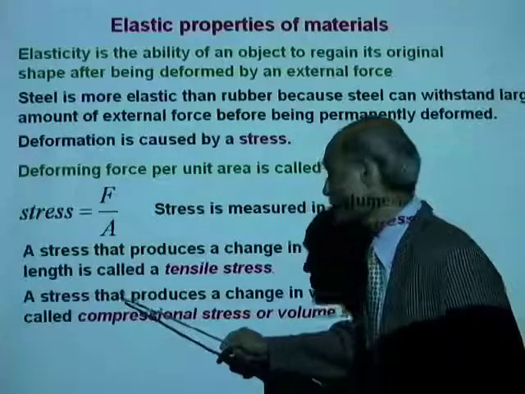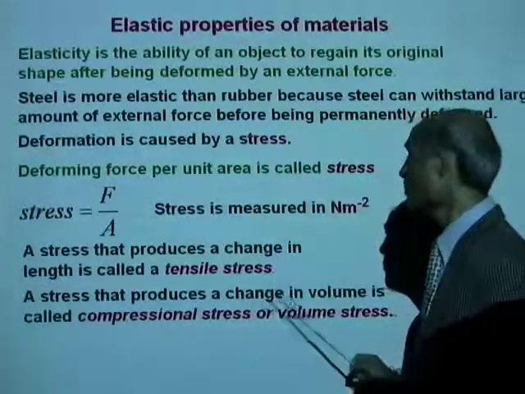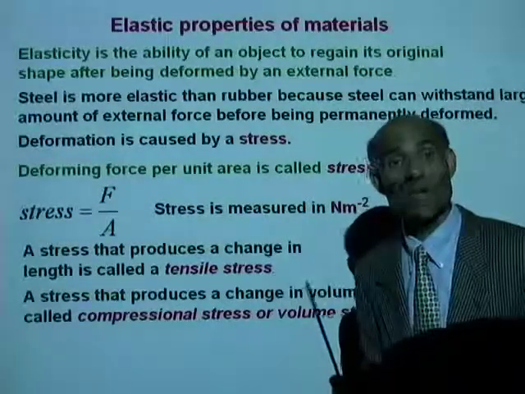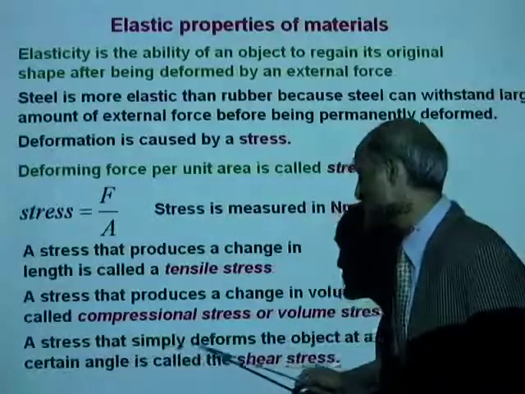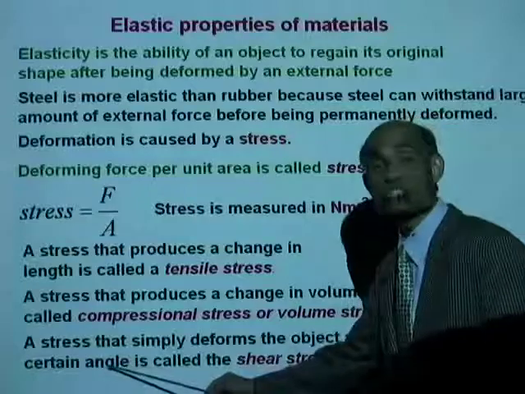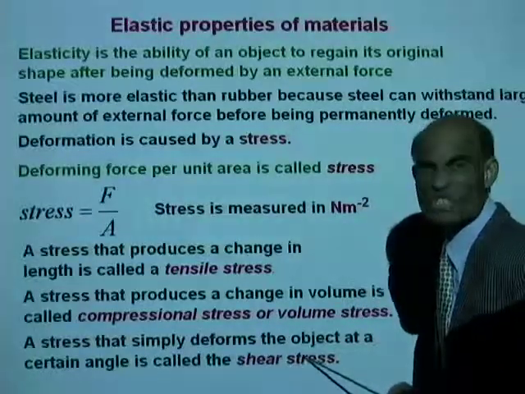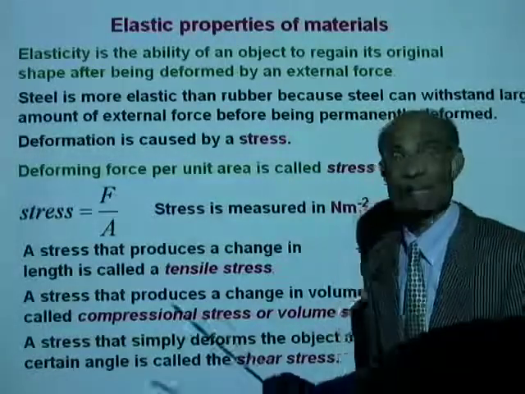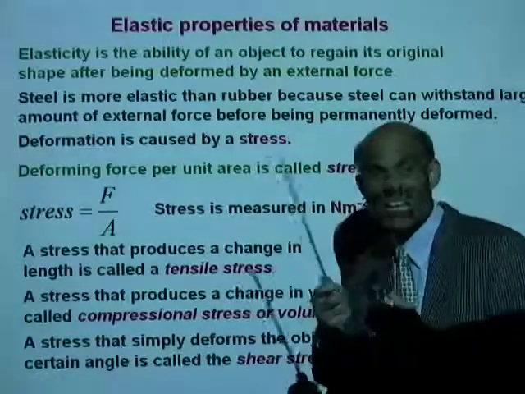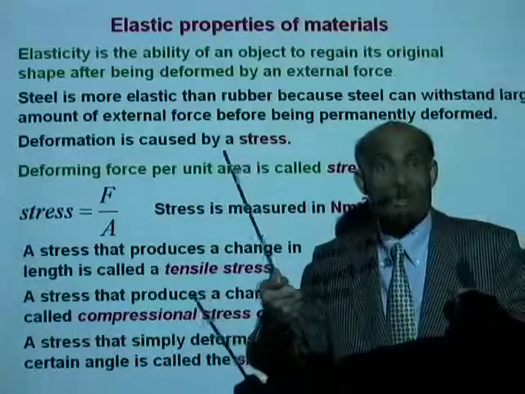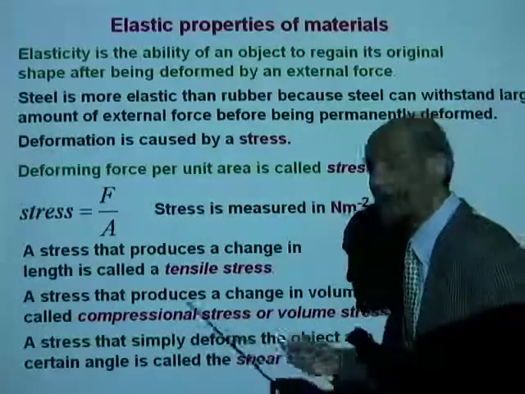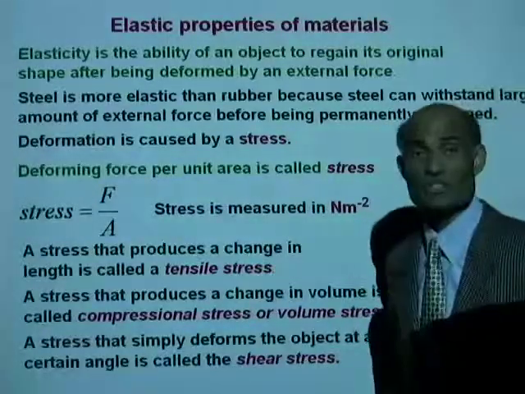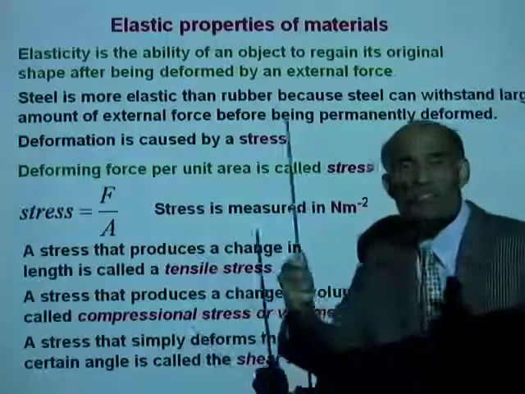On the other hand, a stress that produces a change in volume is called a compressional stress. And there is one other stress, that is a stress that simply deforms the object at a certain angle, called the shear stress. So there are three types of stresses that we will be looking at. The first type of stress is tensile stress, a stress that will change the length of the object. Compressional stress, a stress that changes the volume of the object. And shear stress that will change the angle.